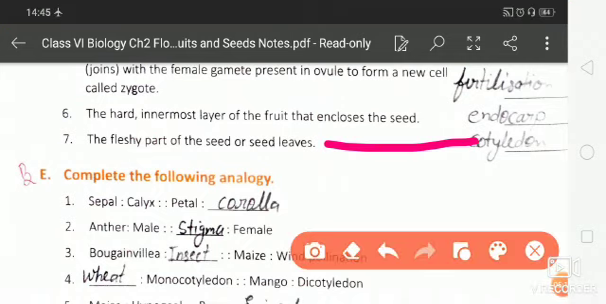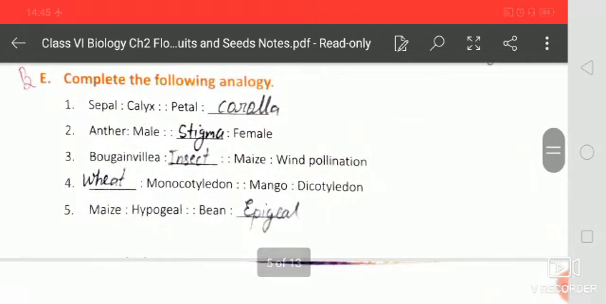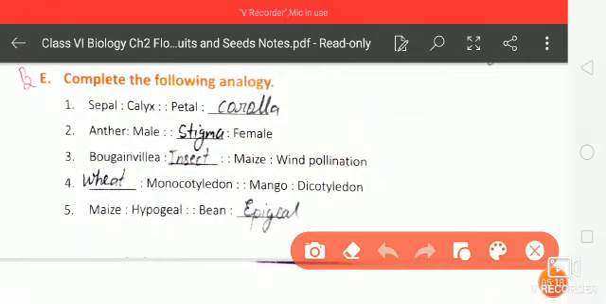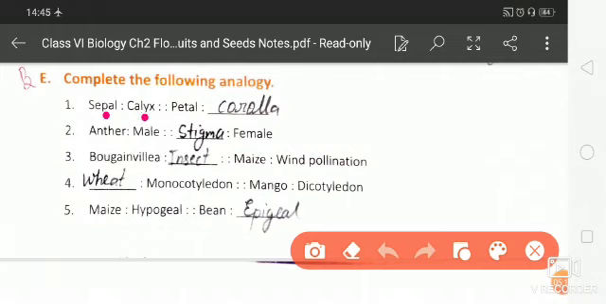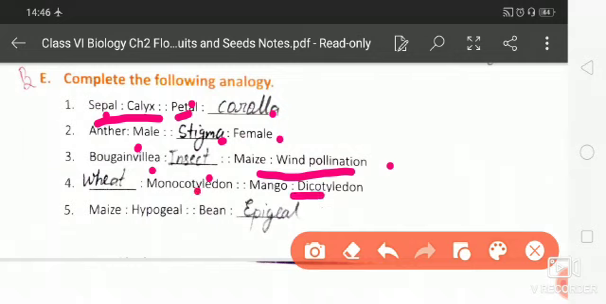Students, next one is complete the following analogy. Here, as you are seeing, sepal, calyx, petal, corolla. These sepals are commonly called the calyx, and petals are commonly called the corolla. Anther is male, stigma is found in female. Bougainvillea is pollinated by insects, and maize is spread by wind pollination. Wheat is a monocotyledon, and mango is a dicotyledon. Maize has hypogeal germination, and bean has epigeal germination.